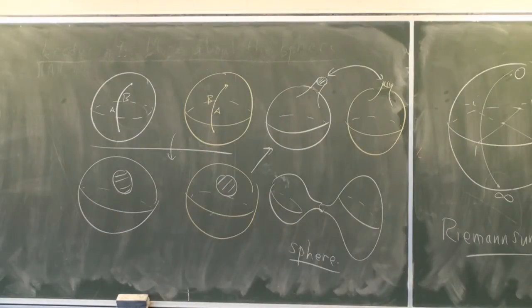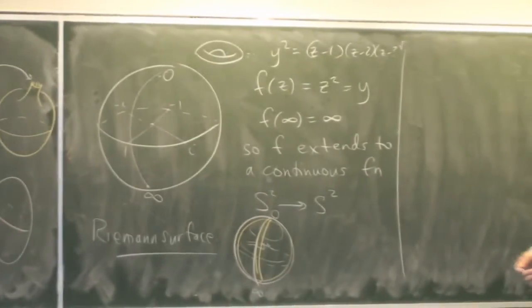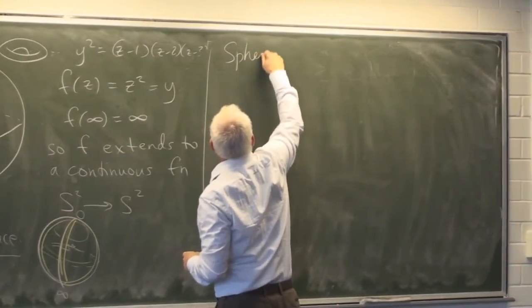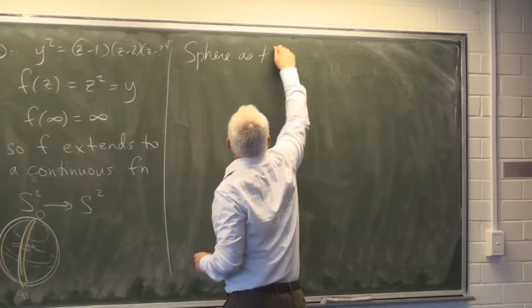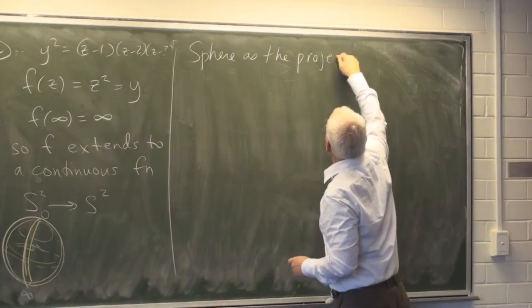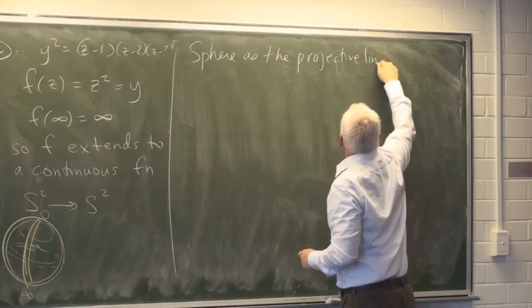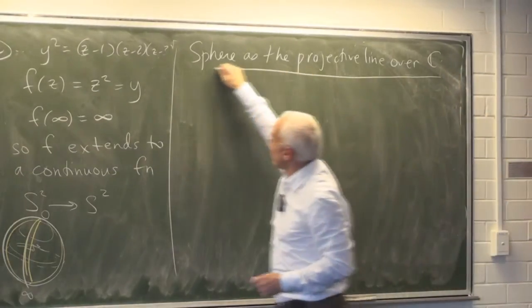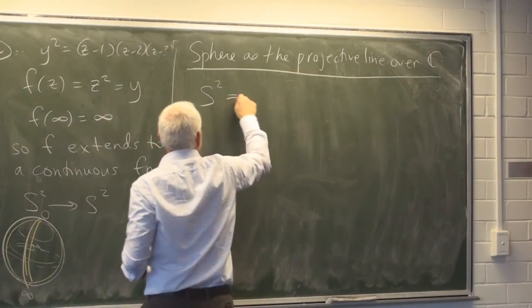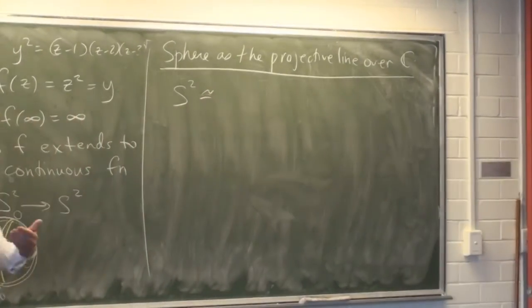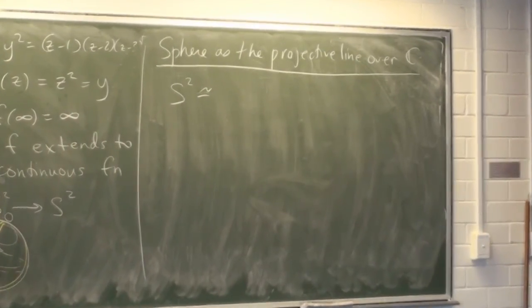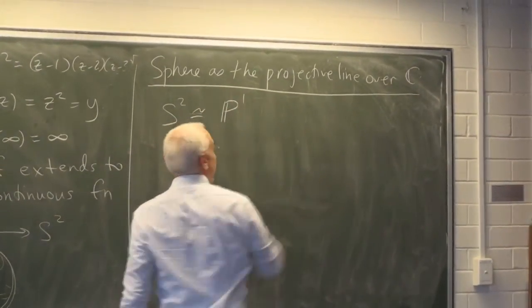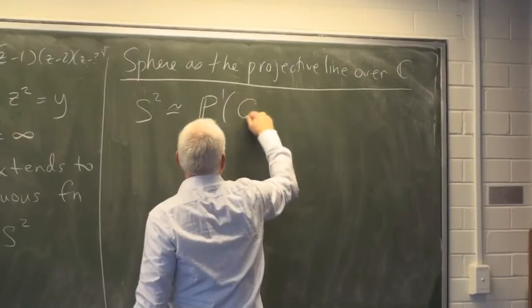All right, we have not yet exhausted our manifestations of a sphere. There's another very important way in which a sphere arises in mathematics, which is the sphere as the projective line over the complex numbers. So in other words, S2 can also be interpreted as the projective line P1 over the complex numbers.